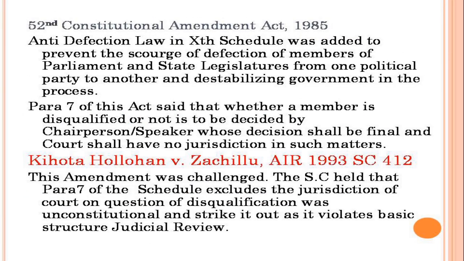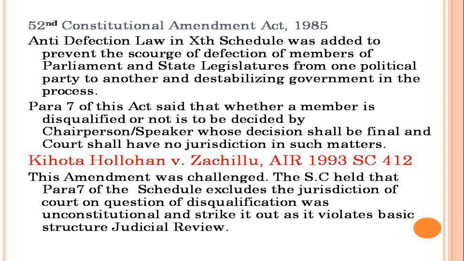After this, 52nd Constitutional Amendment Act 1985 was enacted, which actually added anti-defection laws in 10th schedule in order to prevent the defection of members of parliament and state legislature from one political party to another and destabilizing government in the process. In this amendment, Para 7 deals with that if any member is disqualified, it is to be decided by the chairperson or speaker, and their decision will be final, and the court have no jurisdiction in such matters.